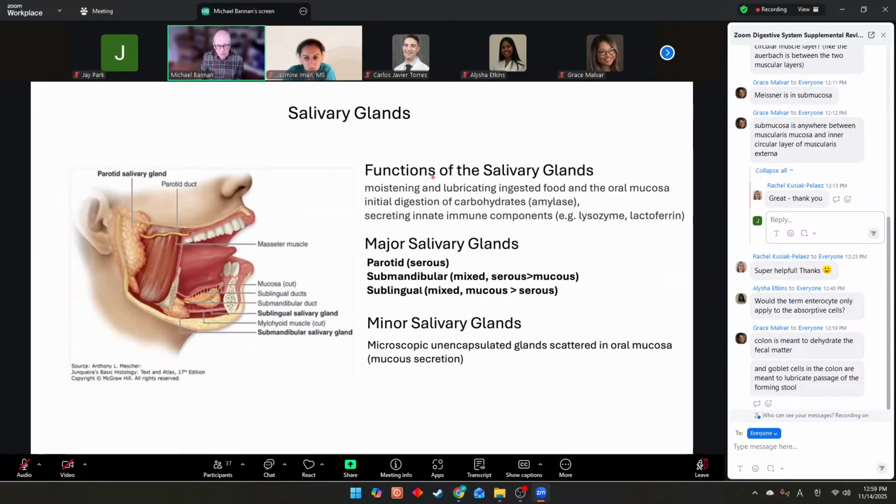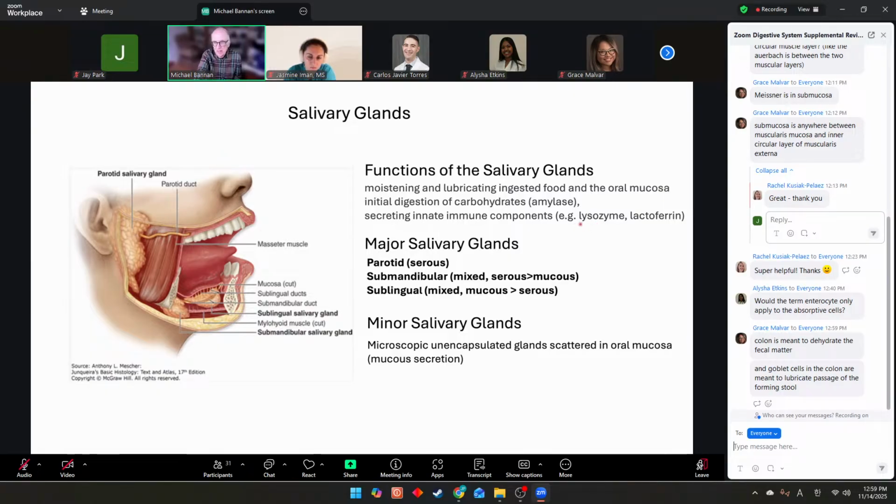Okay, so we're going to go on to the accessory glands. The first group are the salivary glands. The functions of the salivary glands are moistening and lubricating ingested food and the oral mucosa, initial digestion of carbohydrates through the production of salivary amylase, and secreting innate immune components like lysozyme and lactoferrin.